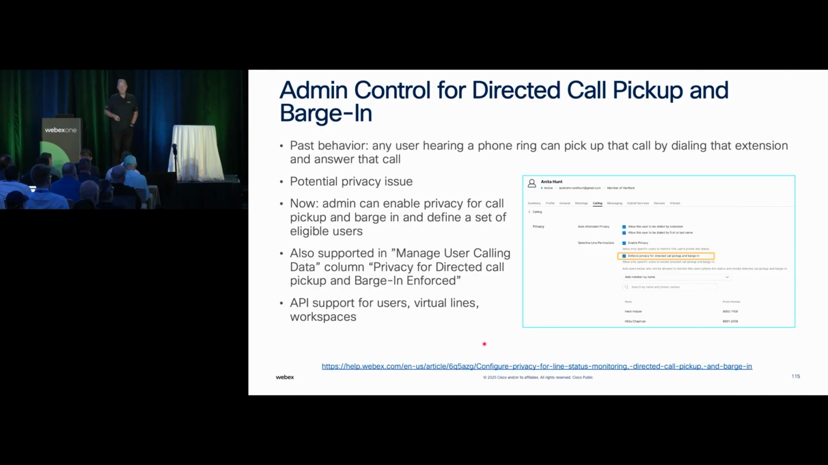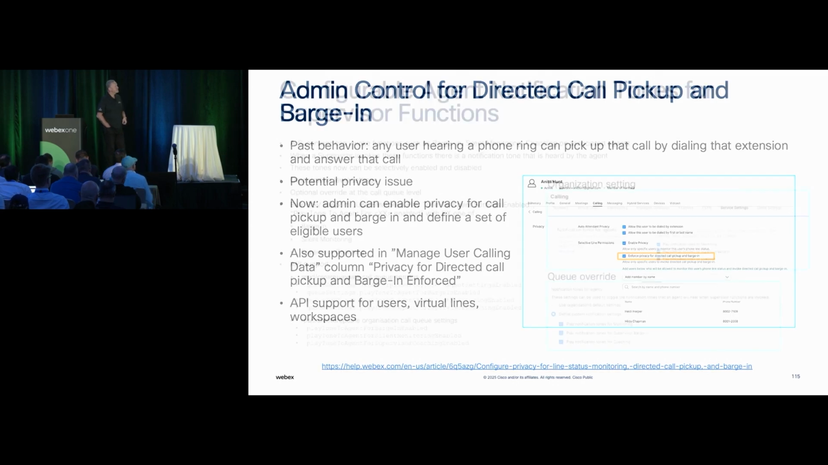Directed call pickup and barge in. Prior to this feature, there was no way to limit barging of calls. If you enabled barge in, there was no limit on who could barge in on whose calls. So now there's an option at the user level where you can enable privacy for directed call pickups and barge in, and then you can explicitly add users who should be able to use this potentially compromising feature to barge into calls of this user or to pick up calls from that user. This new feature is also supported on the API side for users, virtual lines, and workspaces.